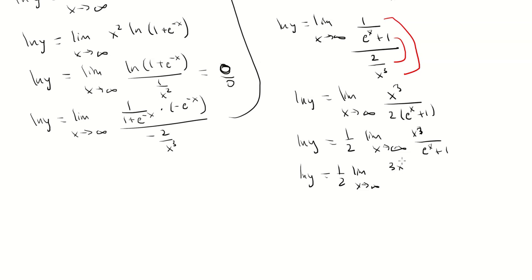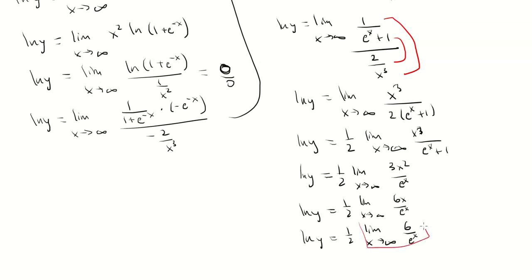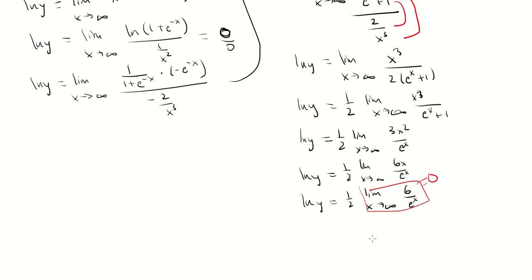You have 3x squared over e to the x. Again, you get infinity over infinity, so we use L'Hopital's rule. That's 6x over e to the x. You get infinity over infinity. So last time we used L'Hopital's rule to get 6 over e to the x. And now this whole thing goes to 0. Multiplying that by 1/2 is also 0.